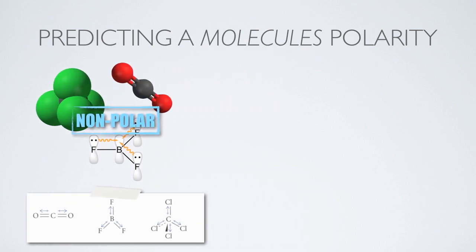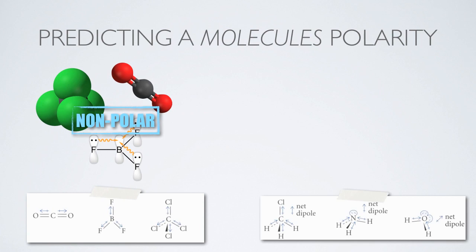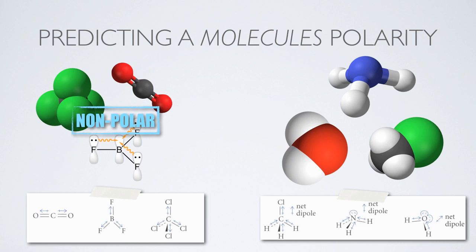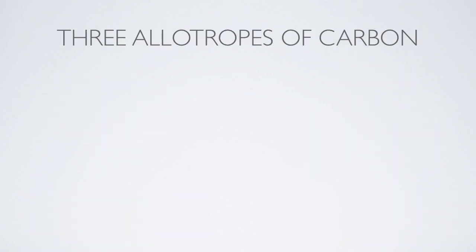On the other hand, if we look at things like chloromethane, or ammonia, or water, all these molecules have non-symmetrical shapes, so their polar bonds do not cancel out, and the molecules are polar.